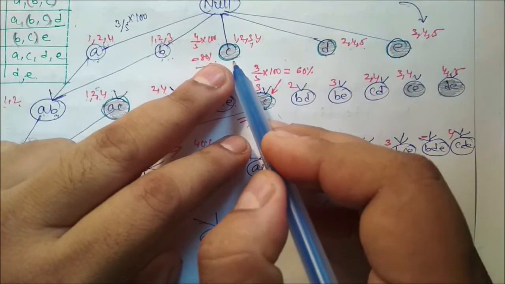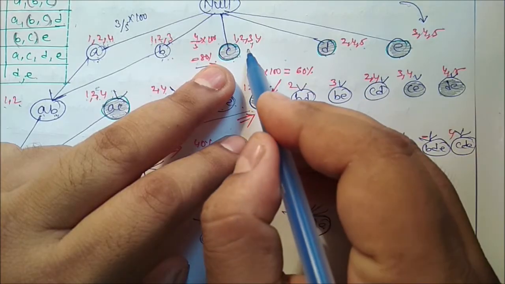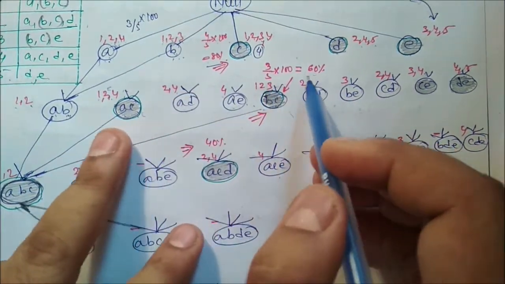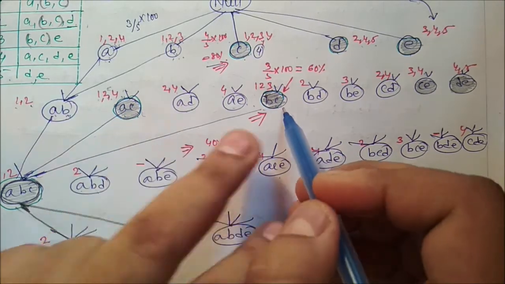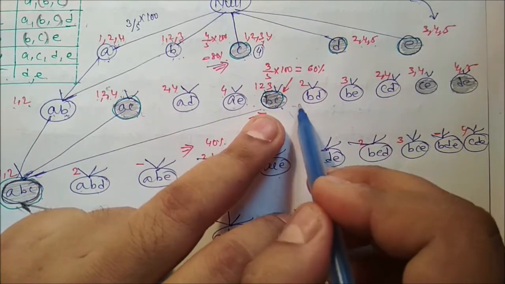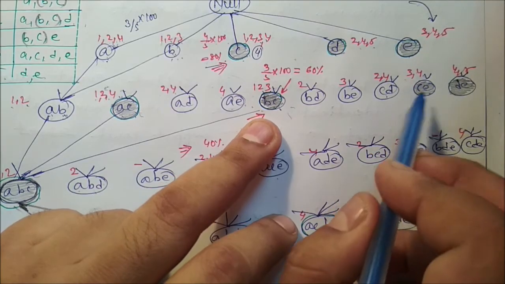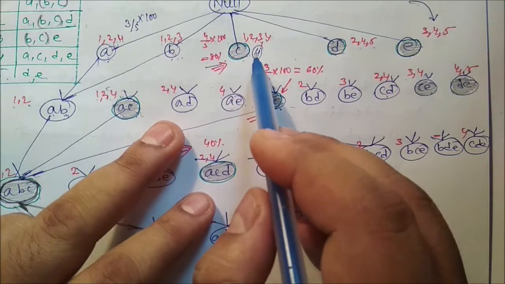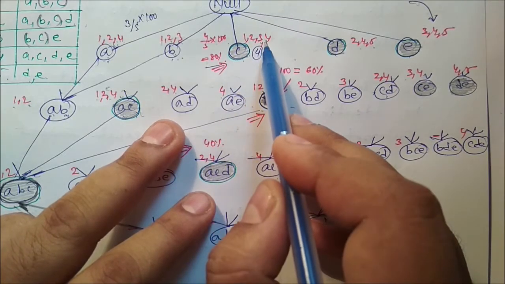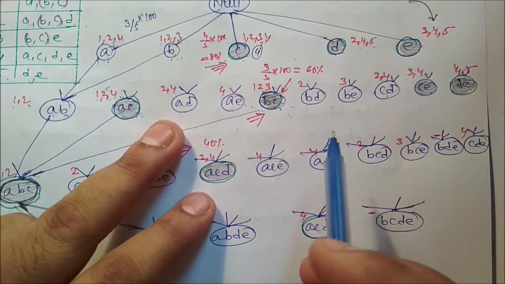Now you can see C. Here the support count is what? 1, 2, 3, 4. 4. But the supersets are what? AC, here it is 3. BC it is 3. CD it is 2. CE it is 2. So none of the supersets contains the same support count. So we can say C is a closed item set. Are you getting this one?